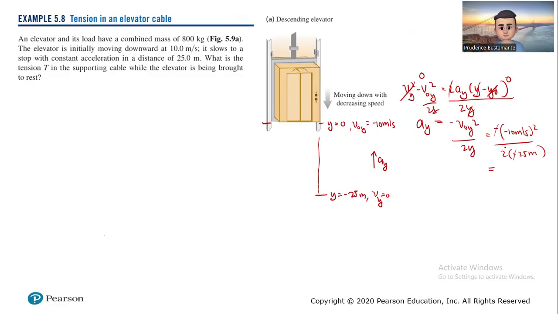The acceleration is positive actually. So 10 squared over 2 times 25, we have here 2.00 meters per second squared. That's the acceleration. Okay, let's go now to the problem.